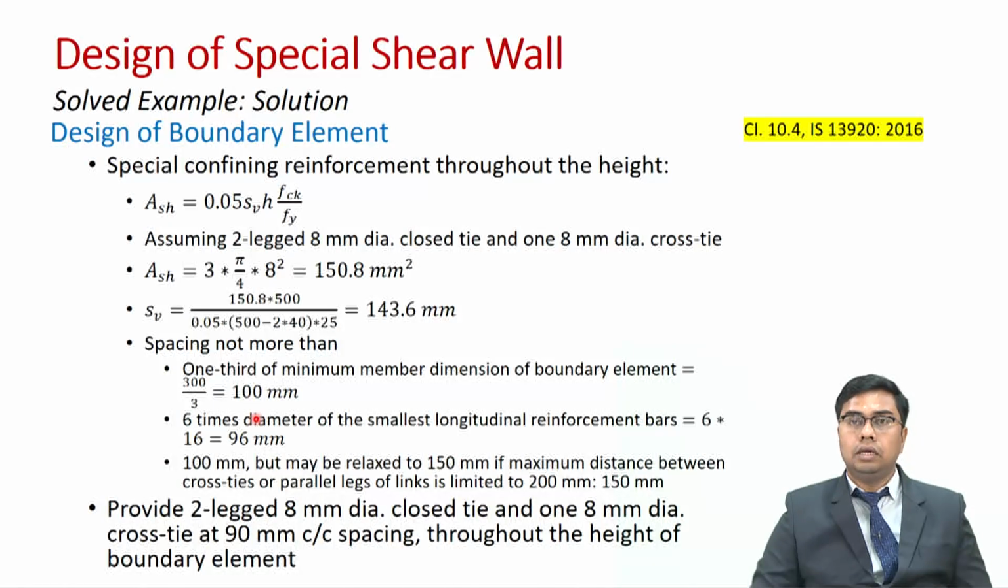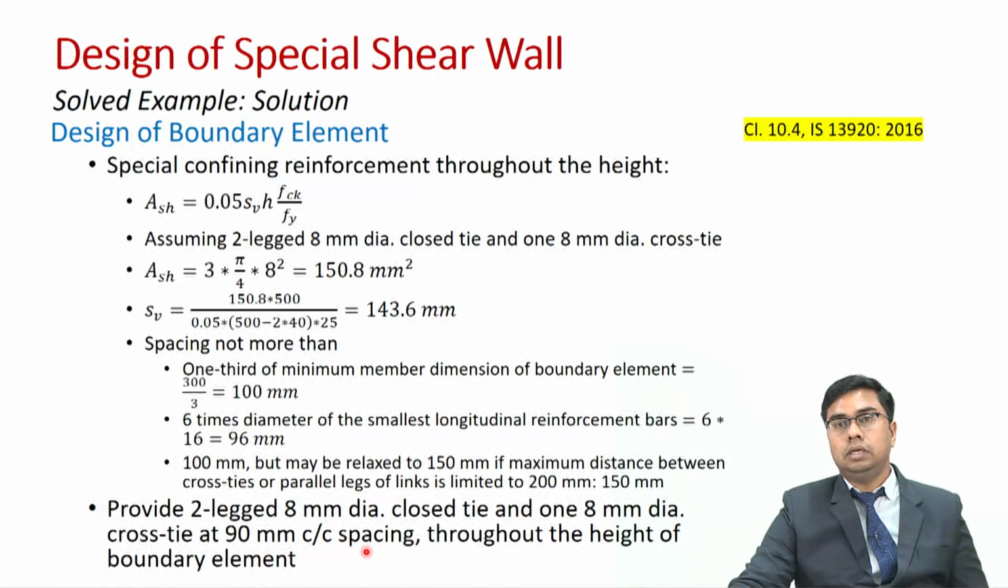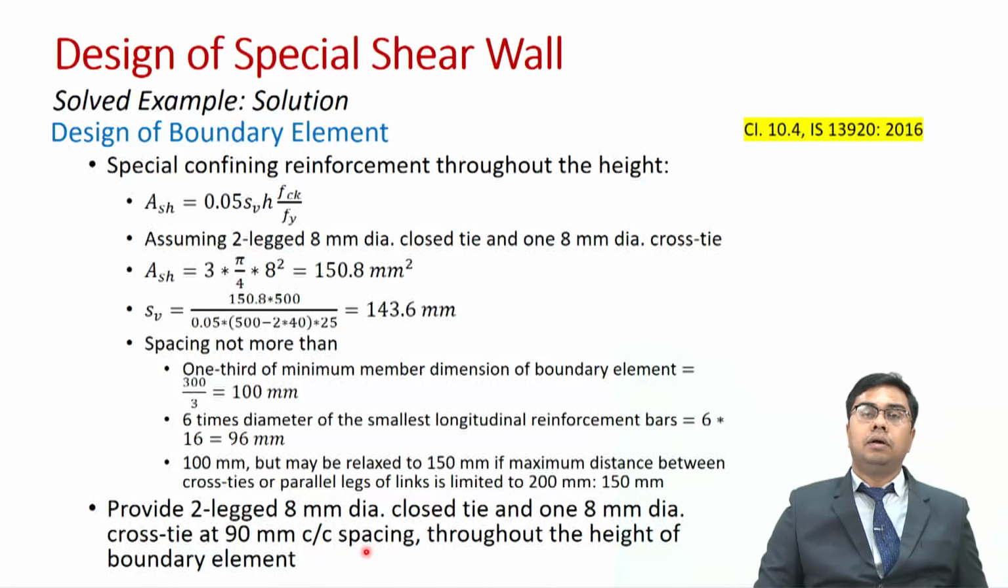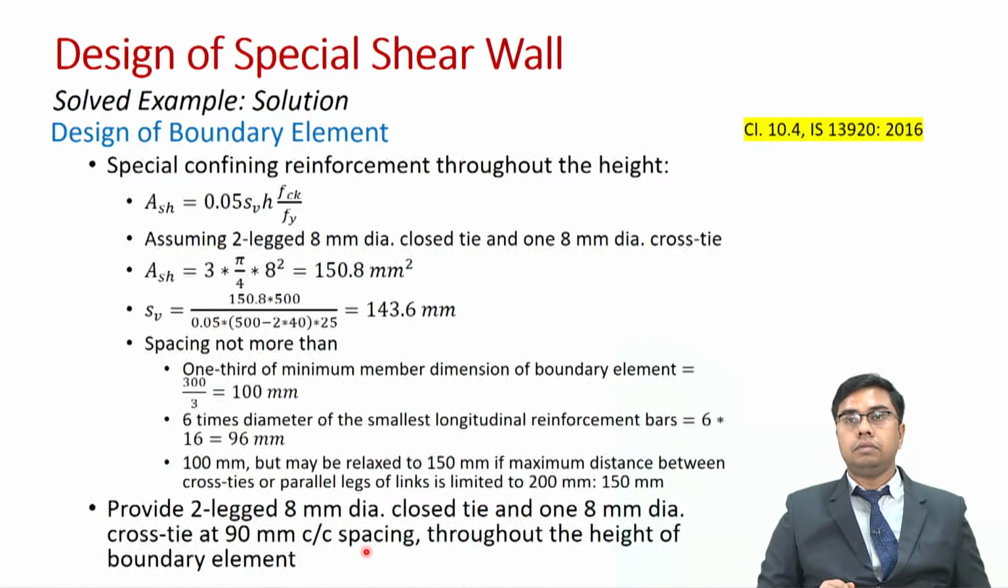Therefore we are providing 2-legged 8 mm dia closed tie and one 8 mm dia cross tie at 90 millimeters center to center spacing throughout the height of the boundary element. Now at the start of the problem we identified the requirement of the boundary element based on the axial force or stress in the extreme compression fiber, which was exceeding 0.2 fck.